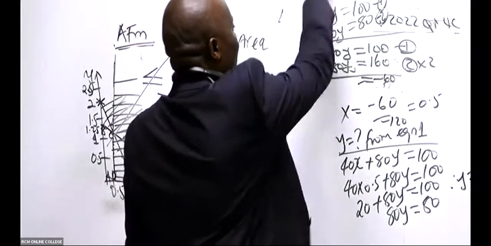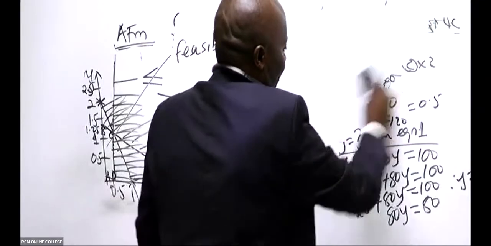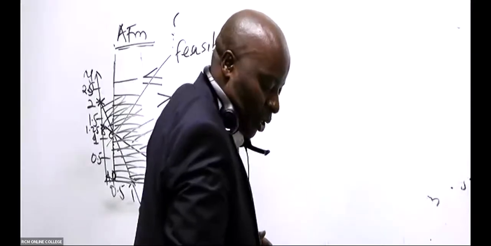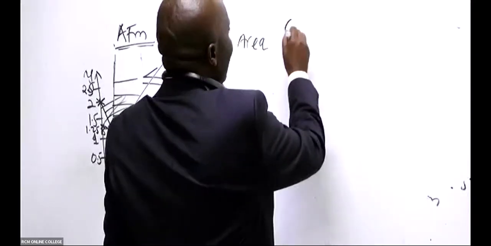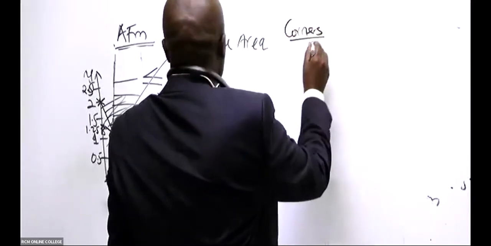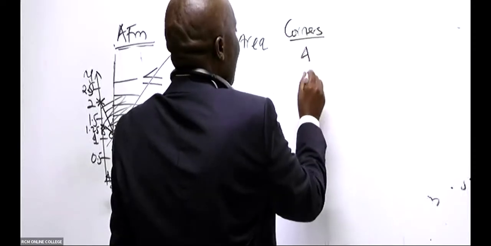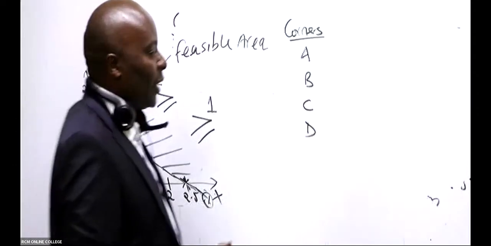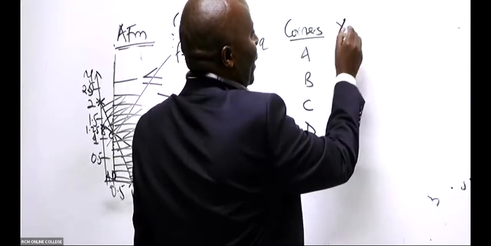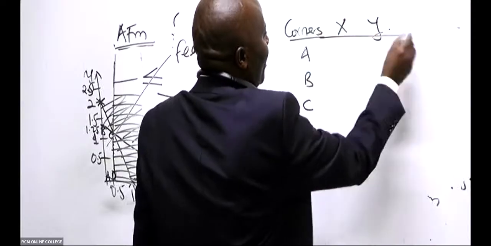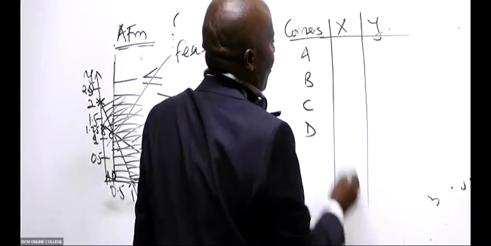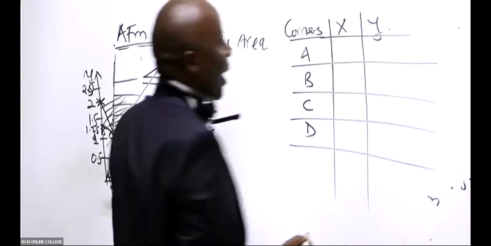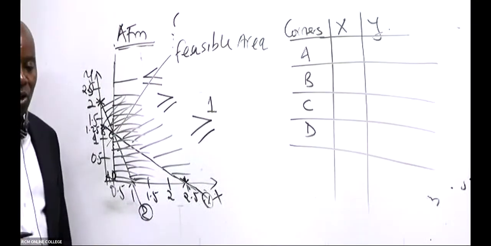So these corners then, what shall we do with these corners, my good students? It's called the corner point method. So we come here and list the corners: A, B, C, D. Then you give the coordinates X and Y. This is really important for us. For each corner, give us the coordinates.